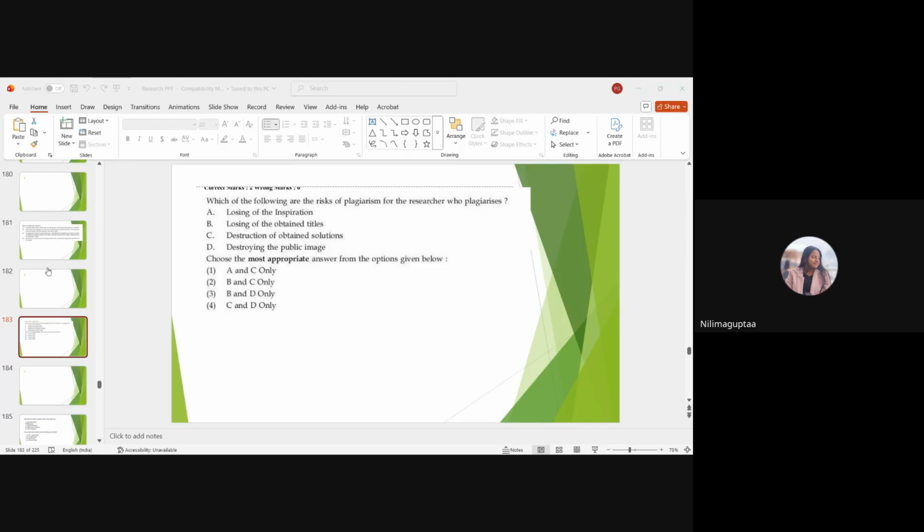So we studied in the penalties, if a person commits plagiarism to a certain level, what are the losses or what kind of repercussions and penalties the person, either a student or a professor, will face.